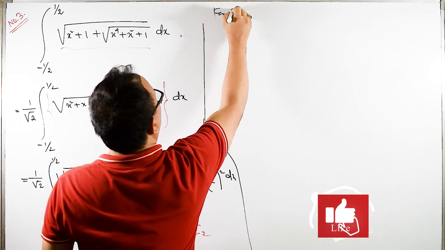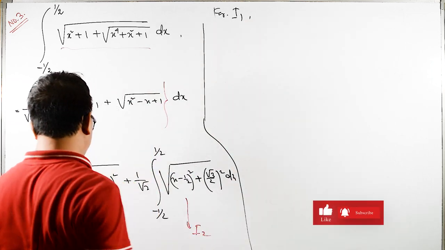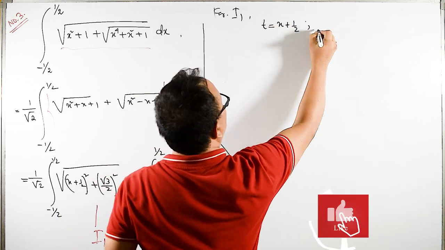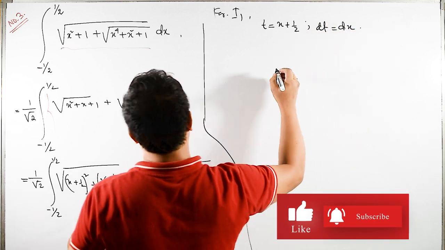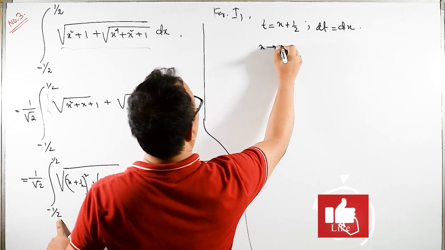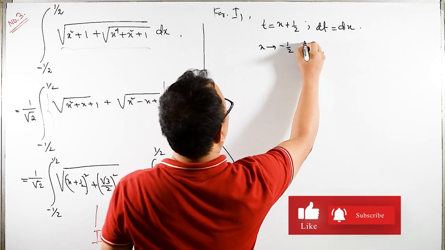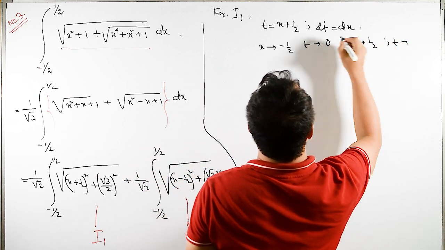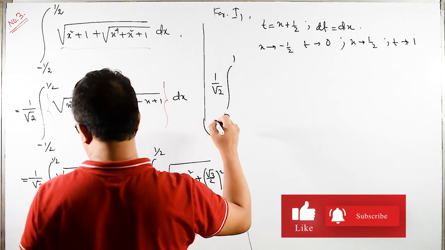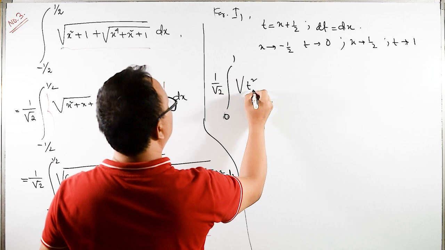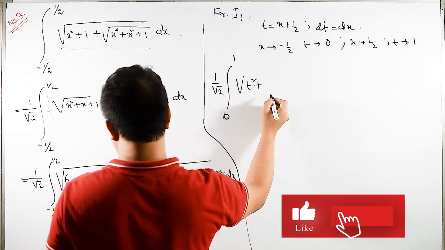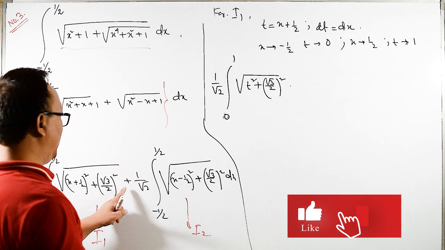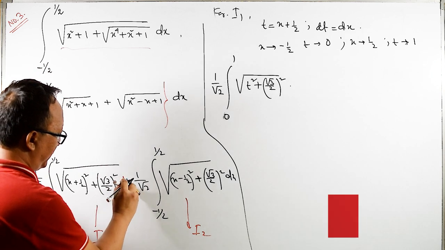Now for I1, let's substitute t equals x plus half, then dt equals dx. For the limits, when x tends to minus half, then t tends to 0. Again, when x tends to half, then t tends to 1. Therefore I1 is 1 by root 2 integral from 0 to 1 of the square root of t square plus (root 3 by 2) the whole square, and dx becomes dt.